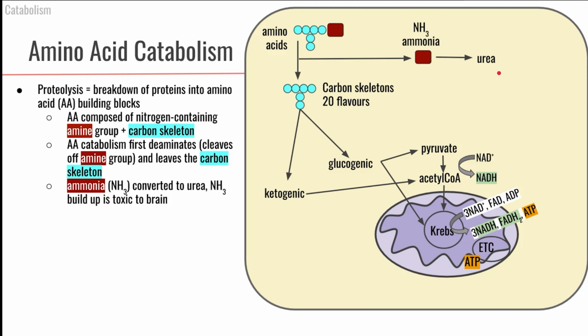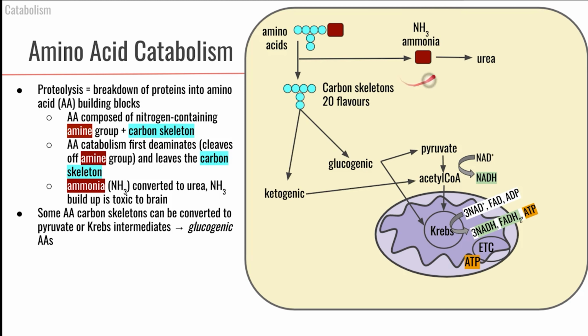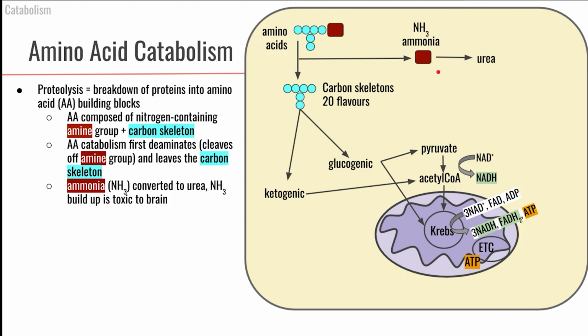And this is really important because if we had a whole bunch of ammonia floating around, ammonia is toxic to the brain. So specifically, cells in the liver are going to take this ammonia after we've deaminated our amino acids, and convert it into a nice harmless compound called urea. And ultimately, we can excrete that urea in our urine. Okay, so now we've taken the amine group off of our amino acid. Now we're left with just the carbon skeleton.